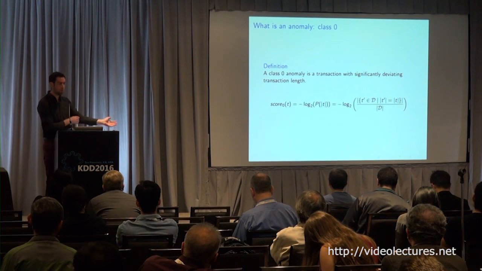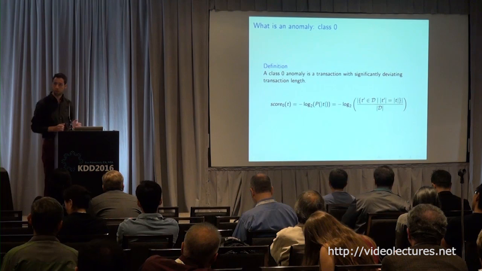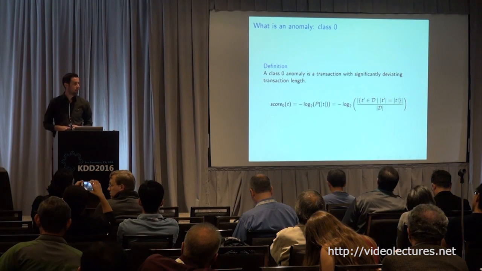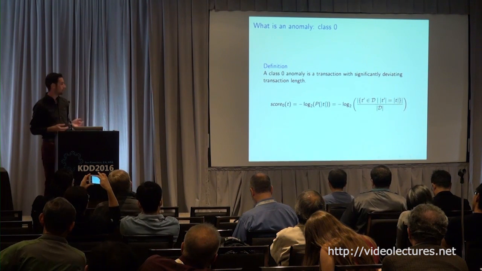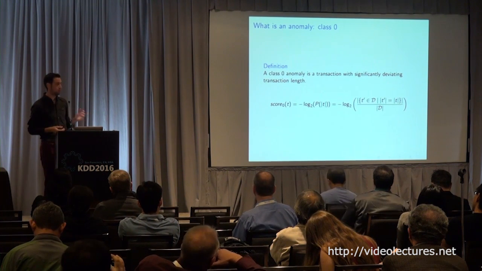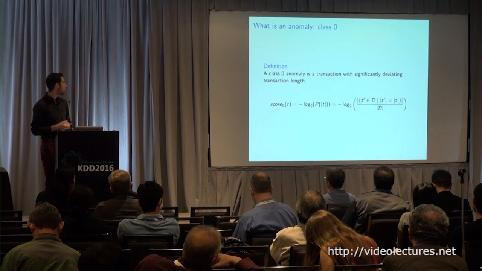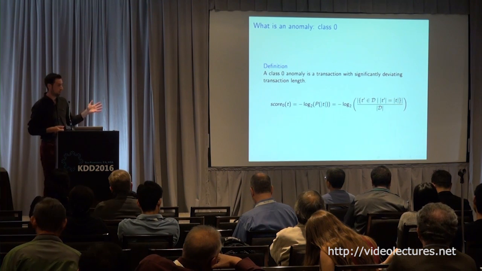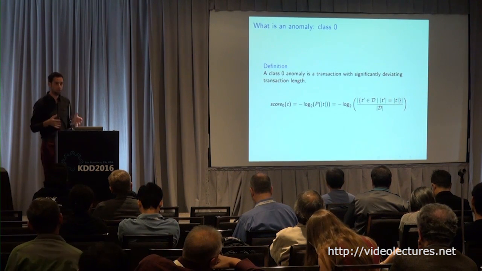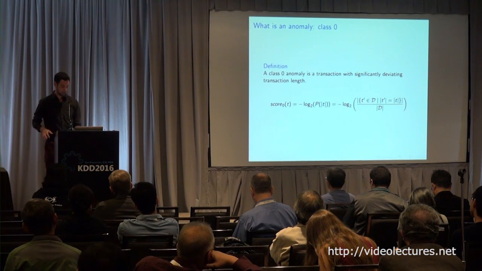So a class 0 anomaly, I call it class 0 because it takes 0 patterns into account. It just looks at the transaction length of your transaction, and we define the score that can be interpreted as the number of bits you need to describe the transaction length of this transaction given the whole set of all transactions. So this negative logarithm is just to transform it from a probability into the number of bits. It's not very interesting, so I won't focus on it anymore, but we build on these classes.